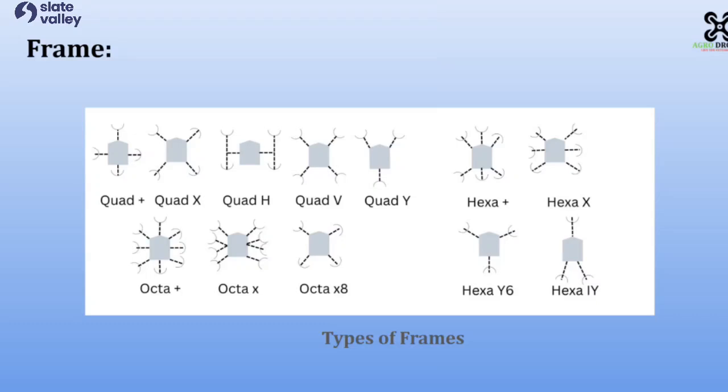In quad X, the angle between the arms will be the same. When you come to the quad V, the angle between the back side two motors will be less. The front two motors will be wider apart and the back side motors closer together. It looks like a DJI drone. If you see a DJI drone, the front arms are wider and the back side arms are close. That we call a quad V structure.